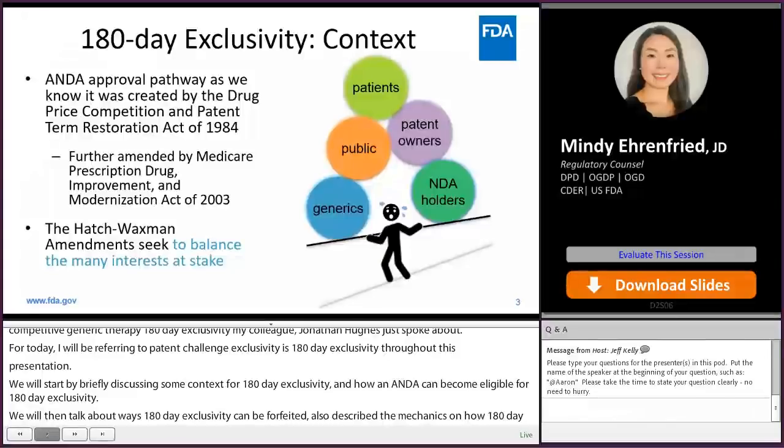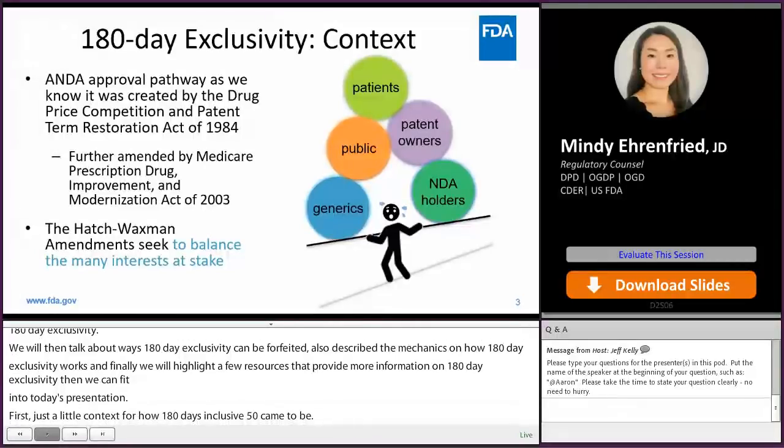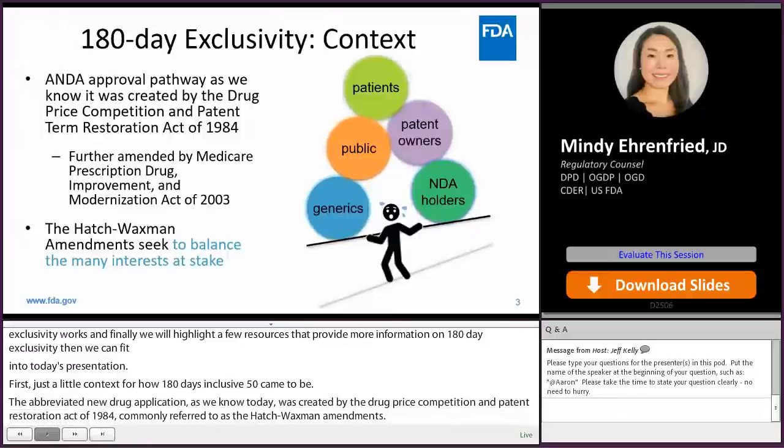So first, just a little context for how 180-day exclusivity came to be. The abbreviated new drug application pathway, as we know it today, was created by the Drug Price Competition and Patent Term Restoration Act of 1984, which is commonly referred to as the Hatch-Waxman Amendments. The Hatch-Waxman Amendments, including provisions pertaining to the 180-day exclusivity period, were further amended by the Medicare Prescription Drug Improvement and Modernization Act of 2003.